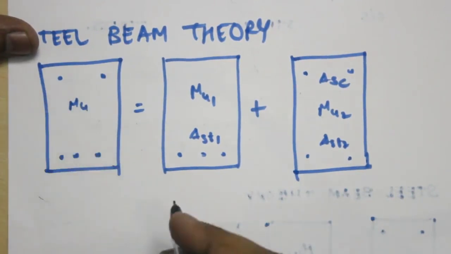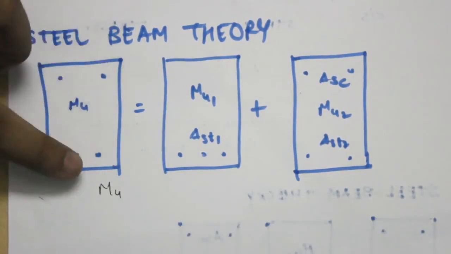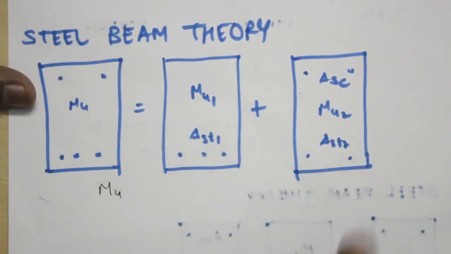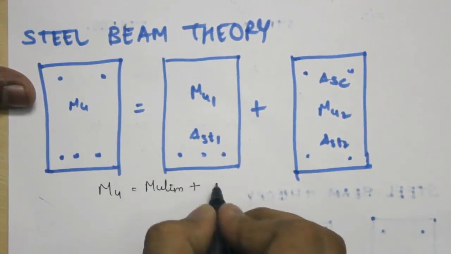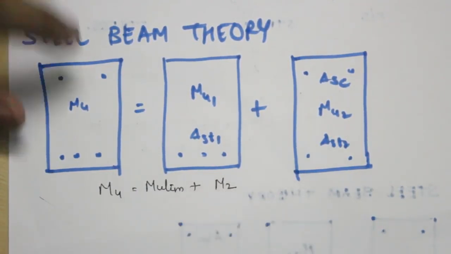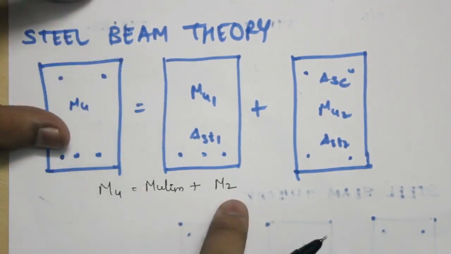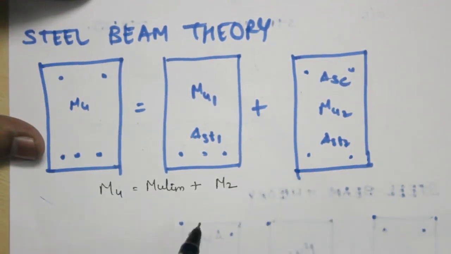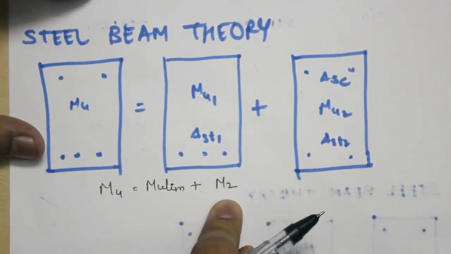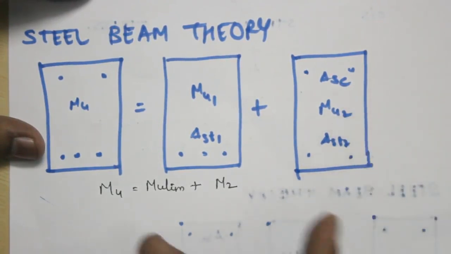So the total moment is Mu, which the beam has to carry, which will be divided into two parts, Mu limited plus M2. This moment will be taken up by this beam, and this moment will be taken up by the second beam. Okay, once you get the value of M2, you can calculate AST2 and ASC. I'll show you what are the formulas you have to remember for this.